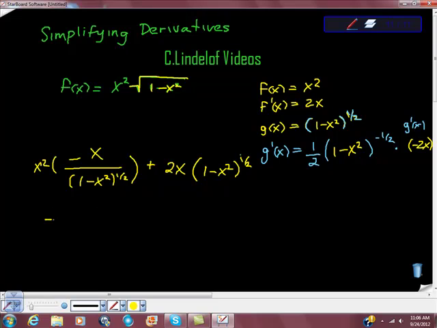So here we're going to end up with negative x cubed over square root of 1 minus x squared plus 2x over 1 minus x squared to the 1/2 power, right? So this goes up to the 1/2 power. 1 minus x squared, square root of this whole thing.